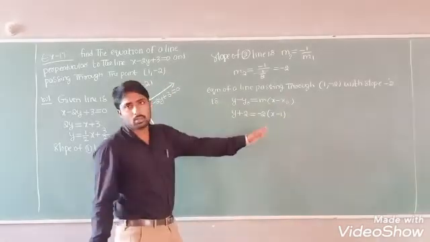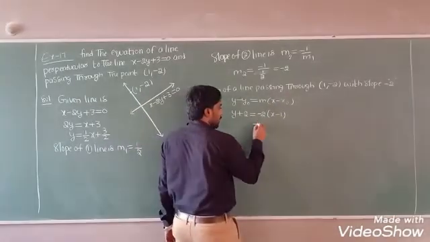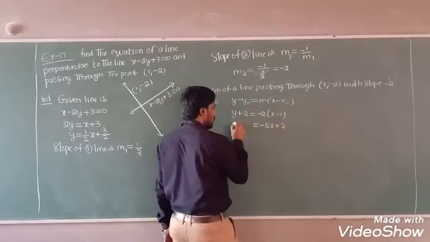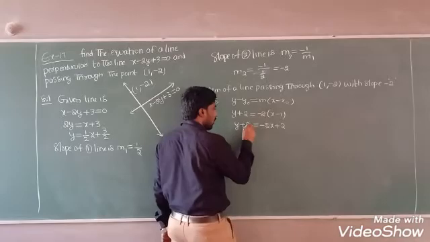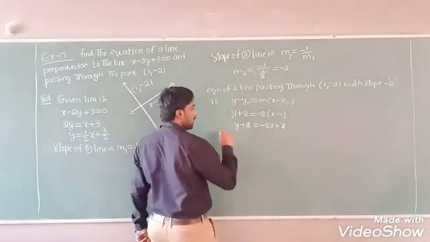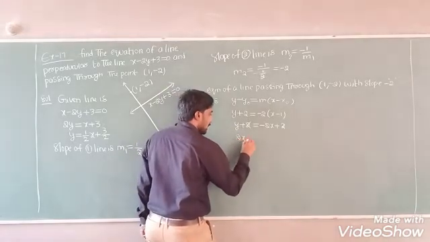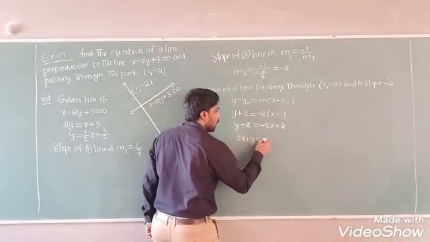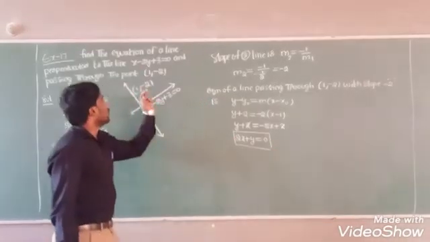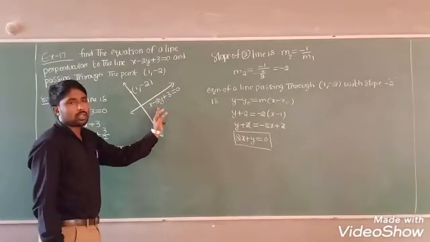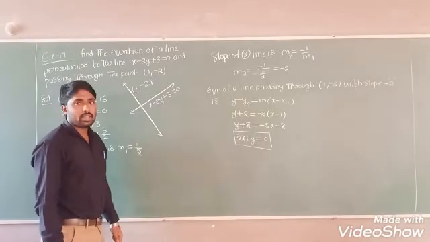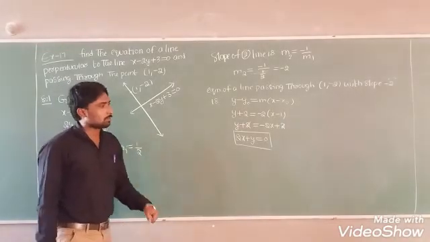Okay, so this one I have to simplify. If I multiply minus 2 inside, what I will get? Minus 2x plus 2, which is equal to y plus 2. Okay, 2 gets cancelled, what I will get? Minus 2x comes this side. 2x plus y equal to 0. Okay, so this is the equation of a line passing through 1 comma minus 2 and perpendicular to x minus 2y plus 3 equal to 0. Okay, is it clear everyone? So all of you note on this.